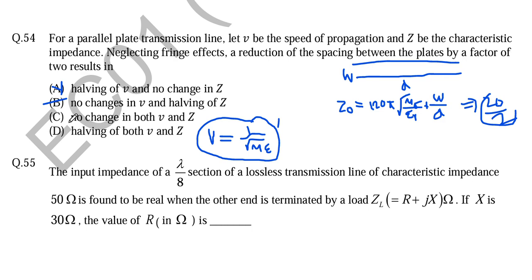And let's see option number C. Here it says no change in both speed and characteristic impedance, but the characteristic impedance becomes half. So this option is also eliminated. Option number D is half of both V and Z. Here the speed doesn't change, so this option is also wrong. So the correct answer of question number 54 is B.